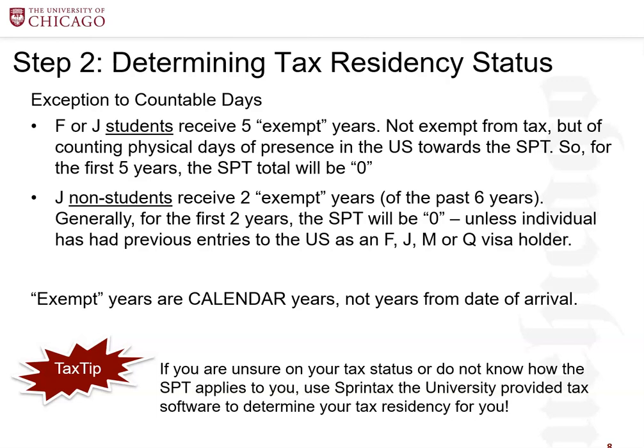If you're unsure about your tax status or you don't know how the substantial presence test may apply to you, we recommend that you use Sprint Tax, which is university-provided tax software, to determine your tax residency for you. We'll talk a little bit more about Sprint Tax later in the presentation, but it's important to note that you should have already received a link to this software from the Office of International Affairs.